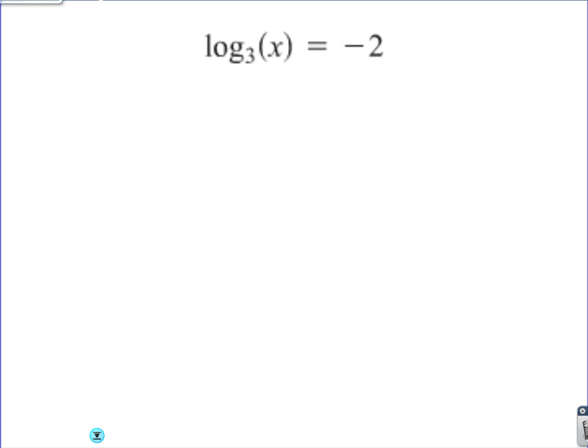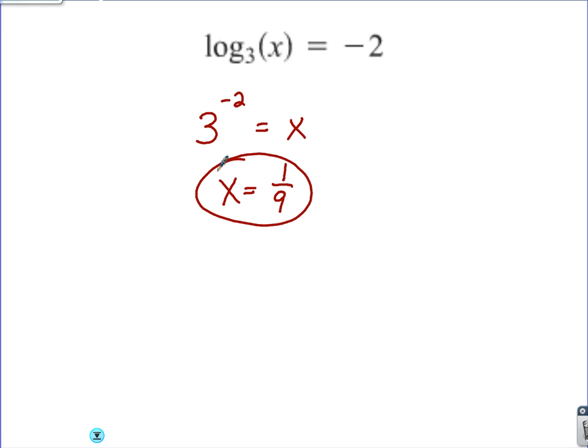Sometimes it's as simple as that. Help me change forms, Drake. 3 raised to the negative 2 equals x. x is by itself, done. All right. Of course, we do want to simplify that. 3 to the negative 2, anybody? A 9. Good job. So x is a 9.